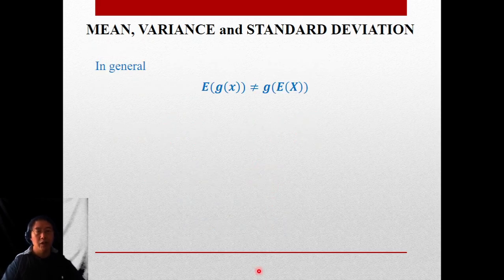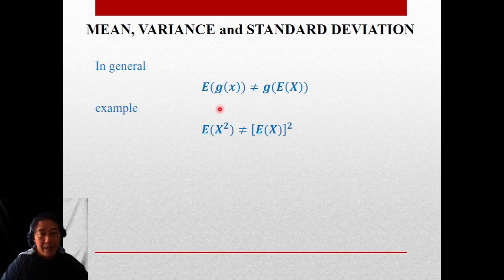All right, moving on. The expected value of a function is going to be different from the function of an expected value. So it's the same as when you have a function of a function, the order of the functions will matter. That example is when you square it.